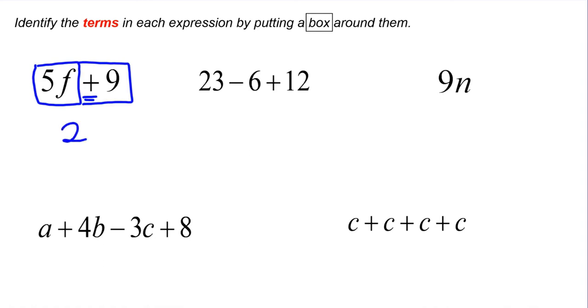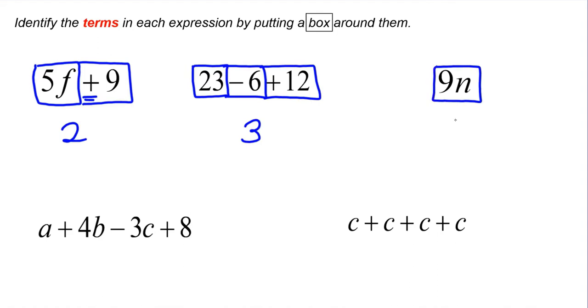Next one, 23 minus 6 plus 12. This is actually a numerical expression, but it still has terms. It has three terms: the first one is 23, and the next one is 6, and I'm going to include the minus sign with the 6. The third term is the 12, plus 12. So there are three terms in that expression. Next one is 9n. There's only one term in this expression, and that's the 9n. Again, multiplication doesn't separate terms in an expression, only addition and subtraction.